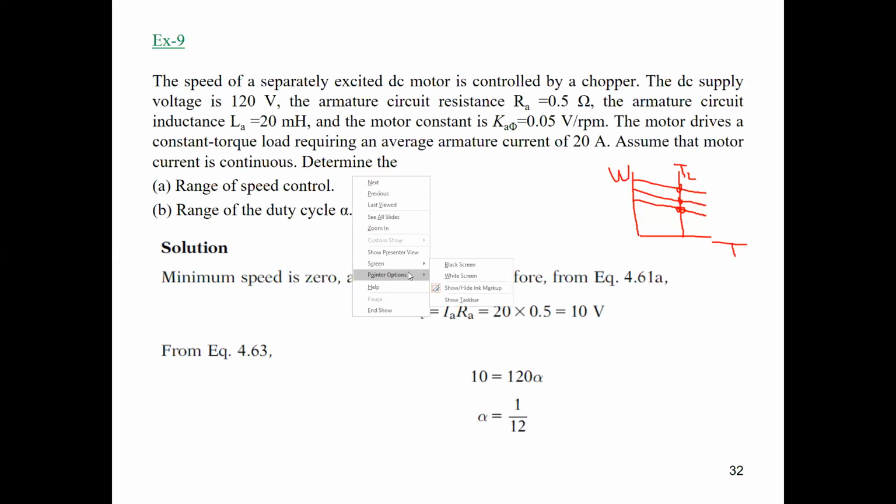So the required here, first determine the range of speed control. Range of speed control, it means during motoring operation.